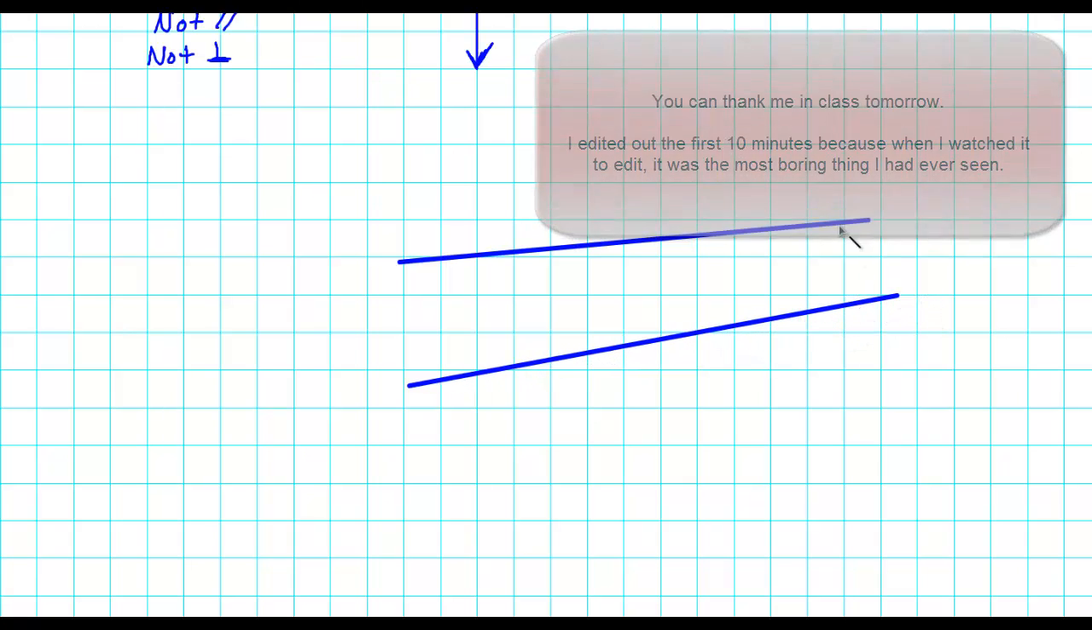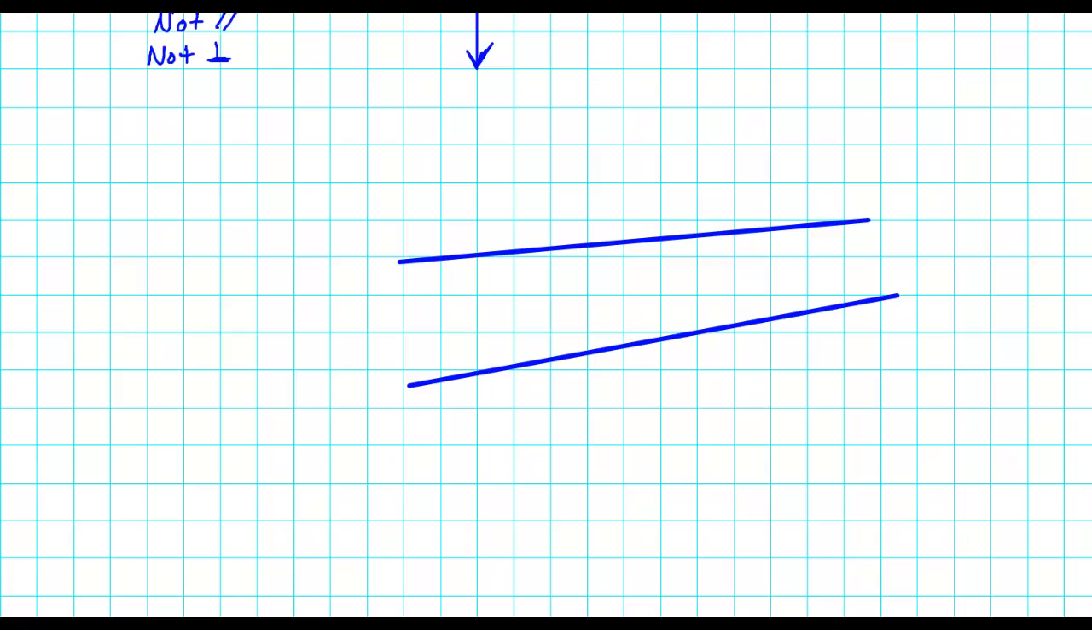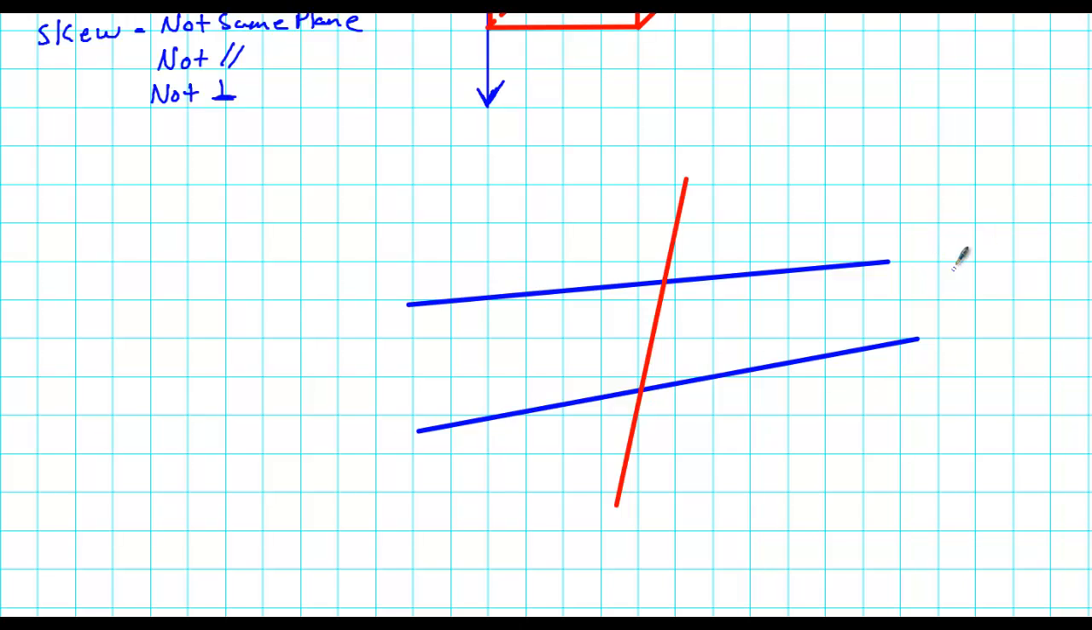Okay, so I drew two lines. They're clearly not parallel, right? So don't make parallel lines. Just draw some lines. And then I'm going to run another line through them that intersects both of them. So this will be line K. This will be line L.